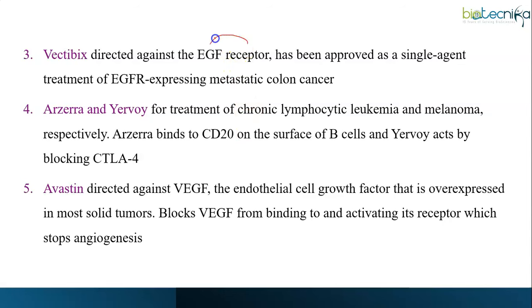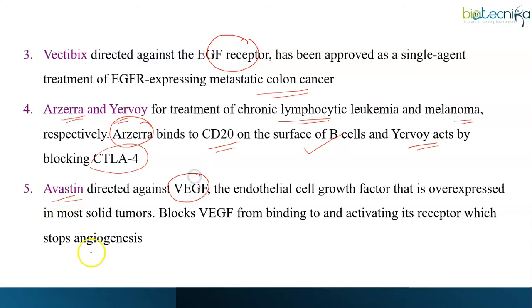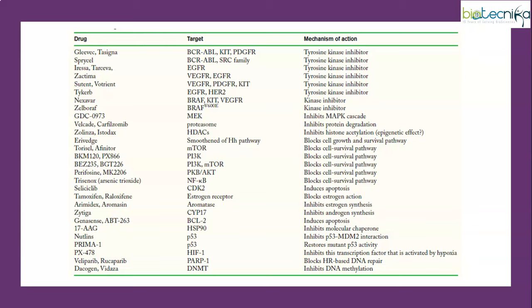Vectibix is directed against epidermal growth factor receptor, targeted for metastatic colon cancer. Arzerra and Yervoy are for the treatment of chronic lymphocytic leukemia and melanoma. Arzerra has the same application as Rituxan, that is binding to CD20 on the surface of B cells, whereas Yervoy acts by blocking CTLA4. Avastin is directed against VEGF, that means stopping angiogenesis. So here are a number of drugs, their targets and their mode of action.